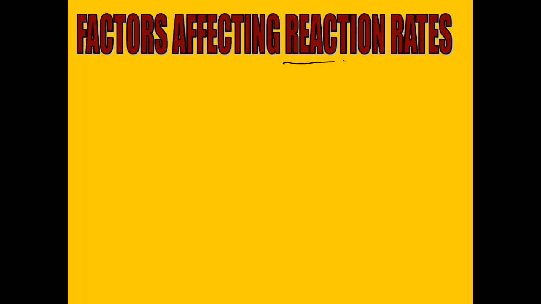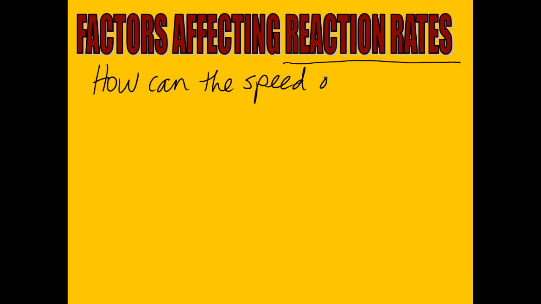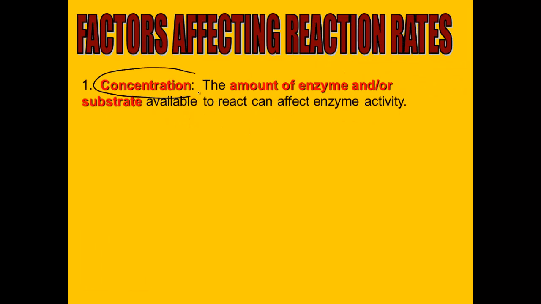The main thing that we're going to be learning today is the factors that can affect the rate of the reaction when we're talking about enzymes. How can the speed of a reaction be changed, be altered? How can you increase or decrease the rate of a reaction? First factor is concentration. And the amount of enzyme or the amount of substrate that you add to a reaction, if you add more of it, it will increase the reaction rate.